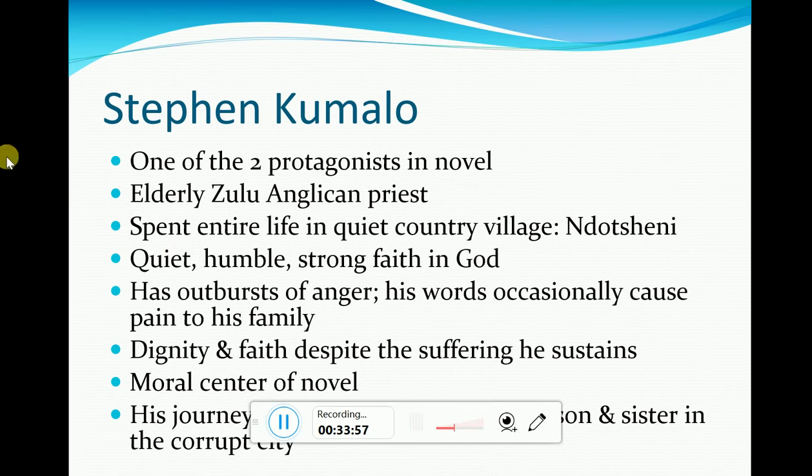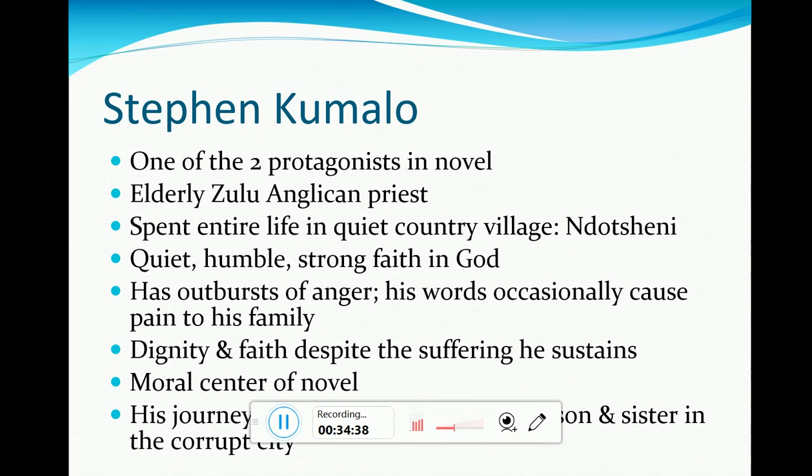For example, occasionally we are going to see him having outbursts of anger. Let me give an example. When he first met Absalom's girlfriend, there's a point in time where he goes back to the young girl. Remember, she's only 16 years old. And then we get to see, I would say, a shocking side of Stephen Kumalo, where he strongly interrogated the girl, saying, what happened to your first husband, what happened to your second husband? And the poor girl keeps saying, he went to jail, he went to jail.